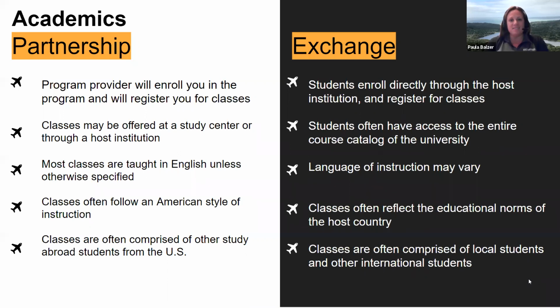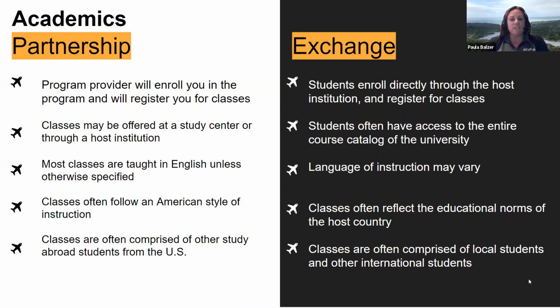Which leads me to my next point, the language of instruction may vary. I will also mention that if students, let's say, are fluent in Spanish and they're studying abroad in Spain, then of course they would have access to that entire catalog from that university as well. So it just depends on their language level. And the language of instruction may vary. Like I said, it just depends on the program and the country that you're choosing.